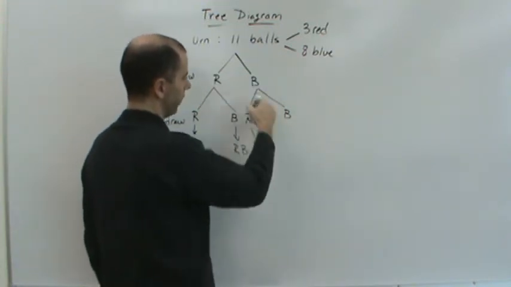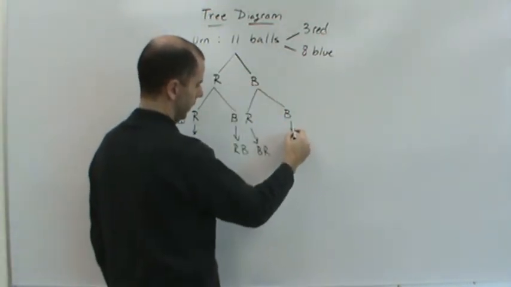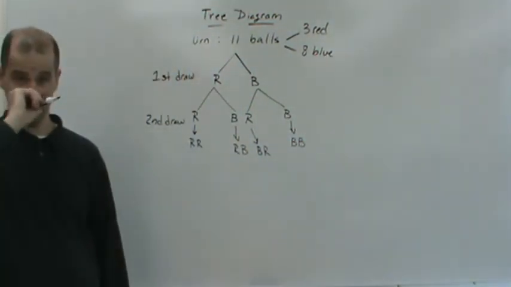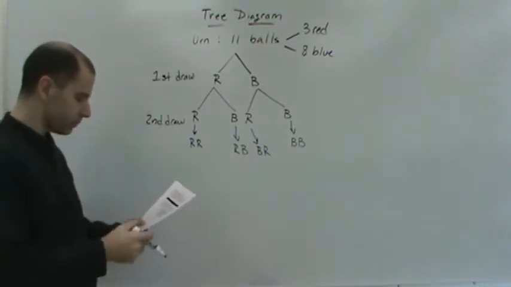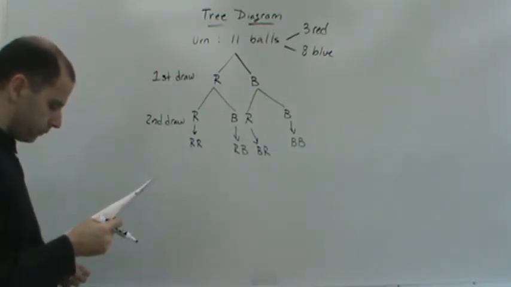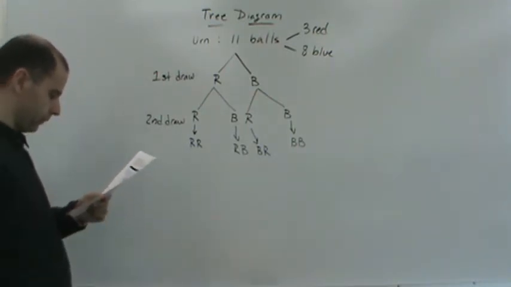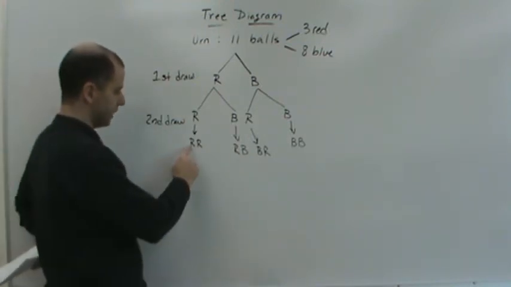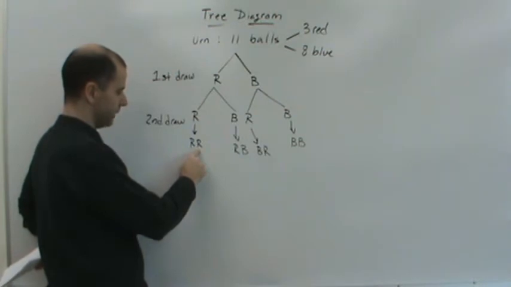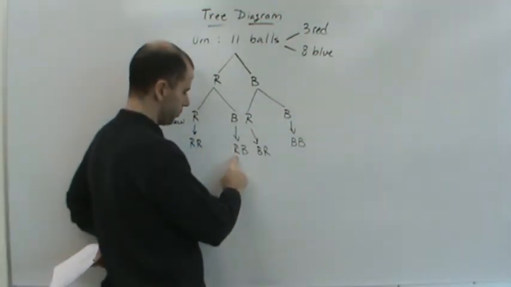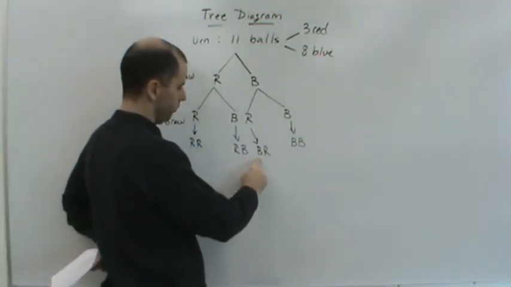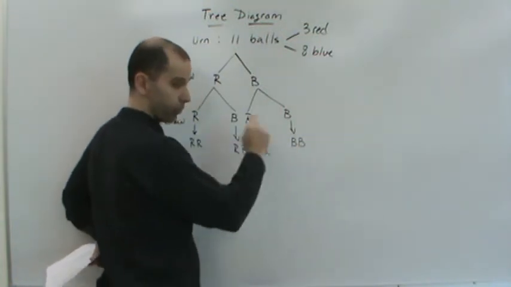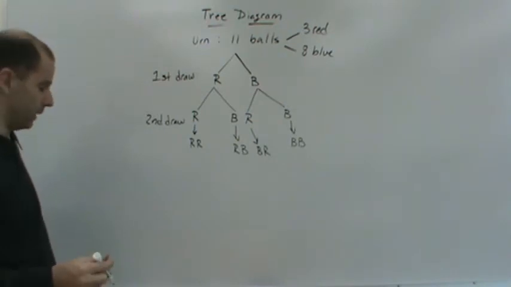And then I could go down the final branch and end up with a blue and a blue. So those are the possible outcomes. Okay? So here's what these outcomes represent. This represents that I got a red on the first draw and a red on the second draw. A red on the first draw, a blue on the second draw, blue on the first draw, red on the second draw, blue on both draws. Okay, so those are the possible outcomes.